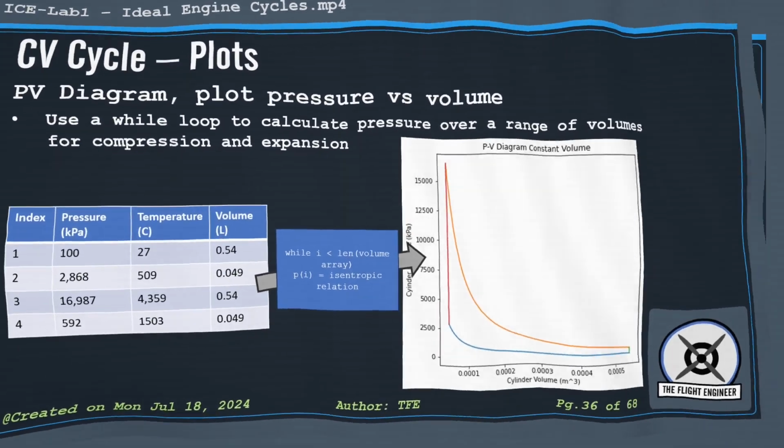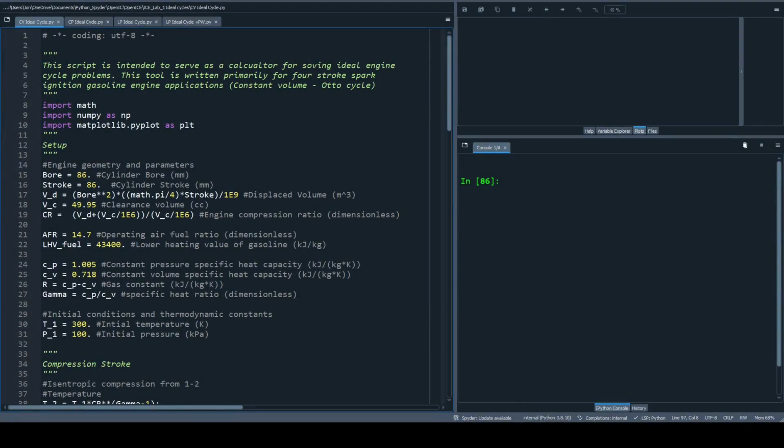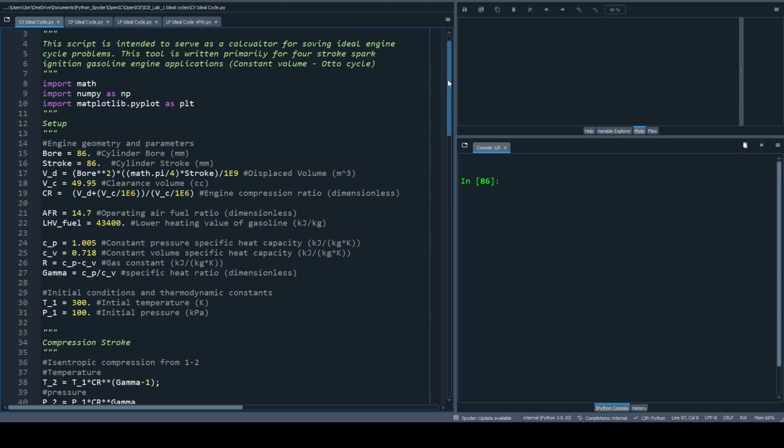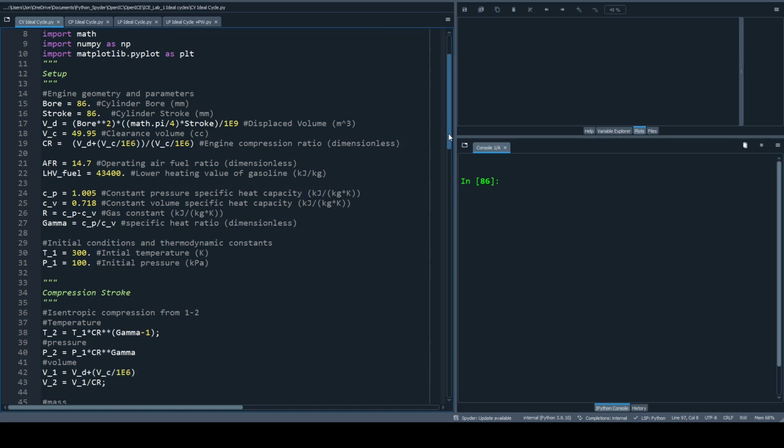Alright, enough of this stuffy presentation. Let's hop into Python and take a look at how all this works out in reality. Alright, so here we are in Python, and I can just show you the code here. It's going to be laid out exactly as we discussed. We've got all of our input parameters here: engine dimensions, compression ratio, volume displaced, clearance volume, all that. We've got our fuel properties, our thermal properties, and then our initial conditions.